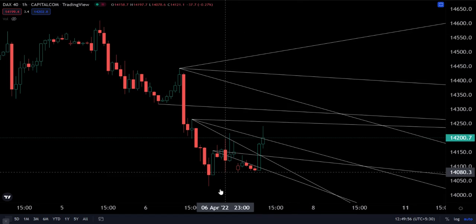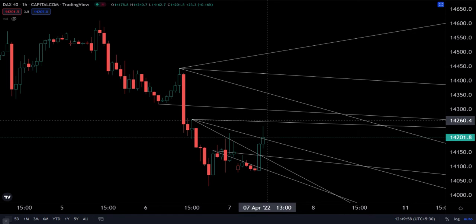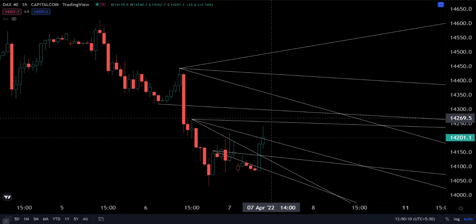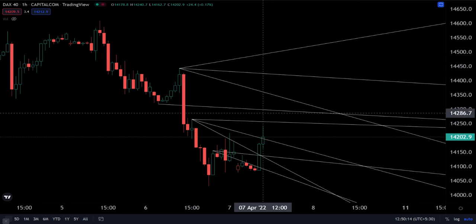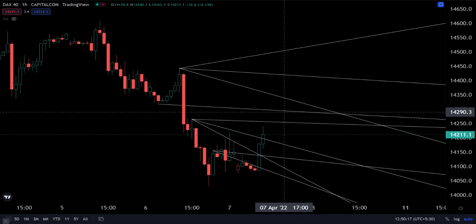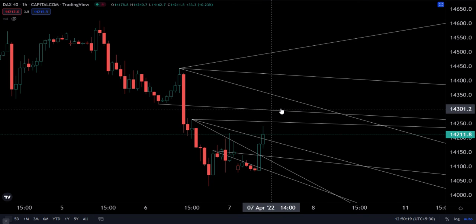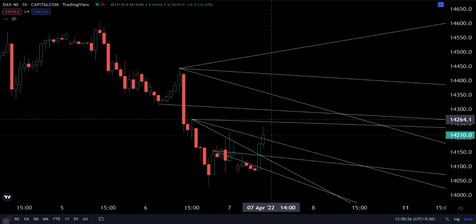After that, we are looking at 14,250 as your first resistance. It's trading close to that. And above that, there's kind of a no trade zone here between 250 and 300. 300 would act as a resistance. Actually, it's a support level that DAX would try to get above.